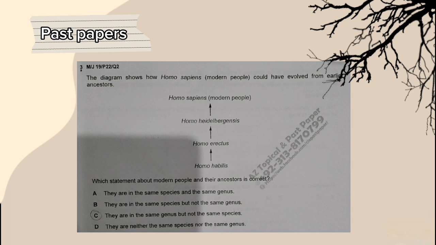The diagram shows how Homo sapiens could have evolved from earlier ancestors. Which statement about modern people and their ancestors is correct? A. They are in the same species and the same genus. B. They are in the same species but not the same genus. C. They are in the same genus but not the same species. D. They are neither the same species nor the same genus. Correct answer: C. They are in the same genus but not the same species.